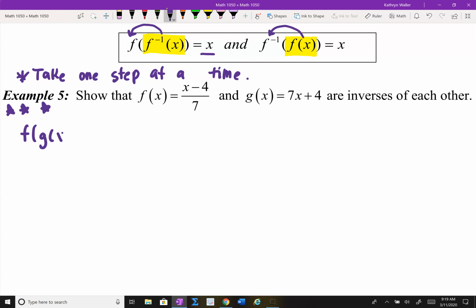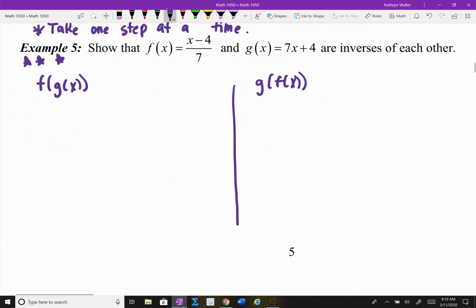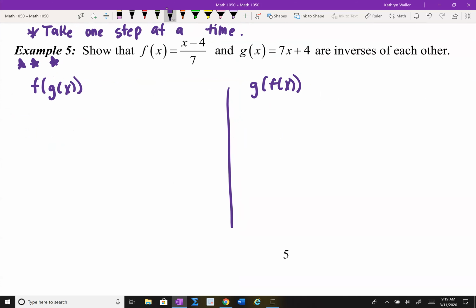All you have to do is find f of g of x, and then draw a line right here, and you have to find g of f of x, and it says show, so I know it's going to work, and these things should both be equal to x, because if they're inverses, you plug them into each other and you get an x, okay? Now, you can't fake it. You can't just write a bunch of garbage and say, yay, I got an x, because I'm going to look at the details of your work, okay?